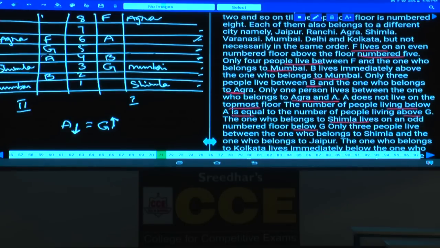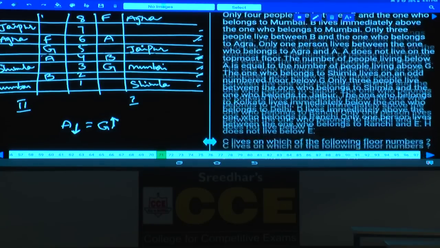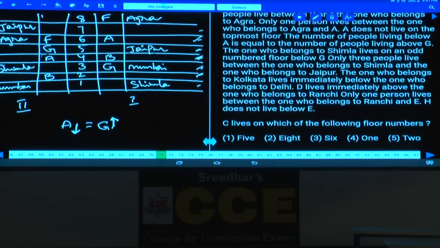Only 3 people live between the one who belongs to Simla and the one who belongs to Jaipur. 3 people between Simla and Jaipur, 1, 2, 3, and the person belongs to Jaipur must be on floor number 5. And in the second case, the person belongs to Jaipur must stay on floor number 7, and only 3 people below this one. Next one.